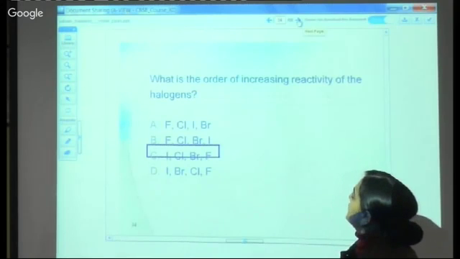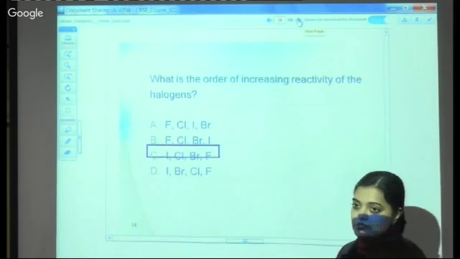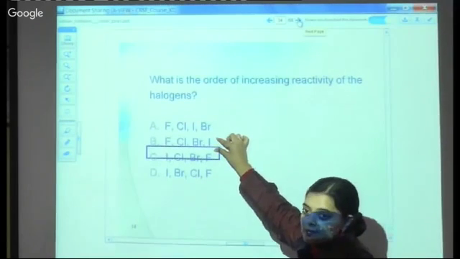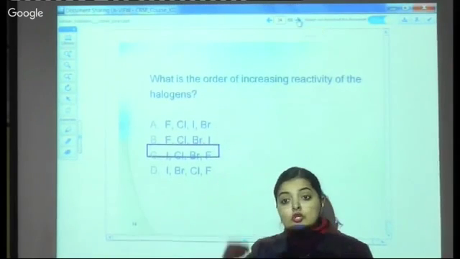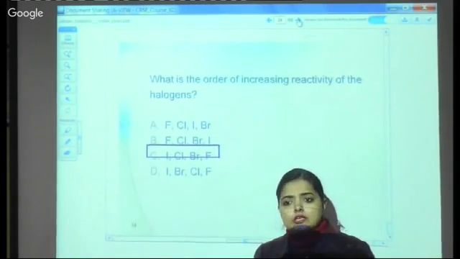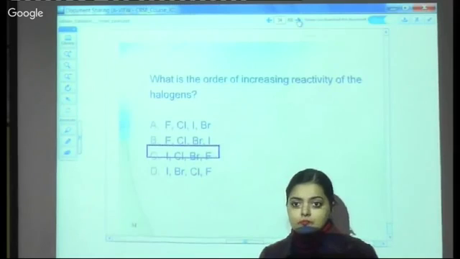What is the order of increasing reactivity of the halogens? This has to be marked here at option B, because you know as we go down the group, the reactivity decreases. The smaller the size, the more active, or more reactive, the molecule is going to be. Fine, next slide.